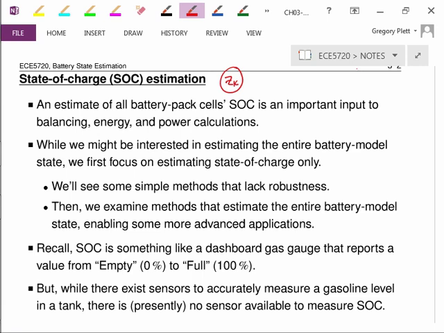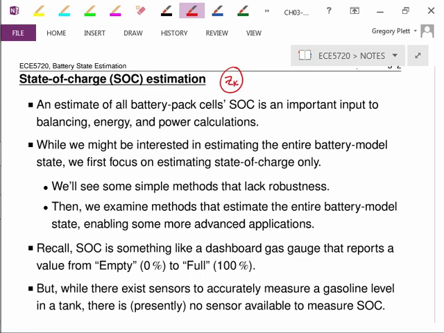So even though I think it's important to be able to estimate the entire battery model state for reasons that will become more evident in Chapter 6, here our focus is going to be on estimating state of charge only. We'll look at some simple methods that you can write in code in minutes, literally minutes. They're not hard at all, but they have some significant problems to them. They're not robust, and there will be a homework set where you will evaluate and examine some of these simple methods and be able to explore what their strengths and weaknesses are.